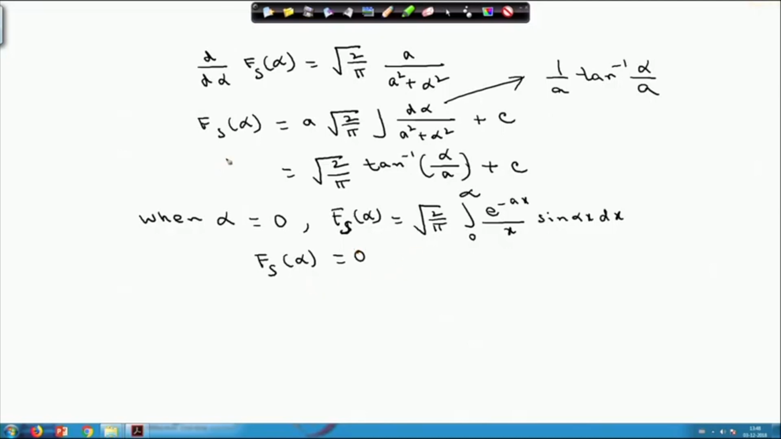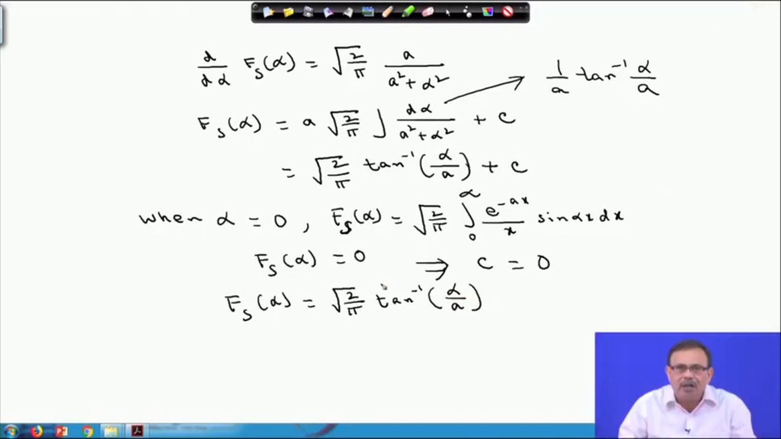This implies, if you put the value of f_s(alpha) equals 0 for alpha equals 0, this tan inverse part also will vanish, so that you can obtain c equals 0. Therefore, your Fourier sine transform of the given function, you can write down, equals root over 2 by pi tan inverse alpha by a. So, please note this thing, that without using any other normal techniques, we are just differentiating once, and then I am getting an integral whose value is well known to us, and directly I am using the value.